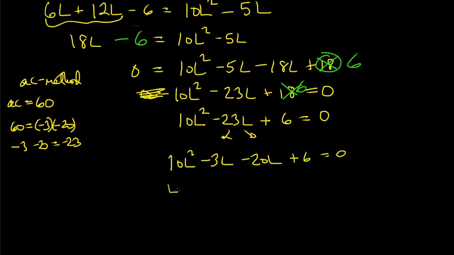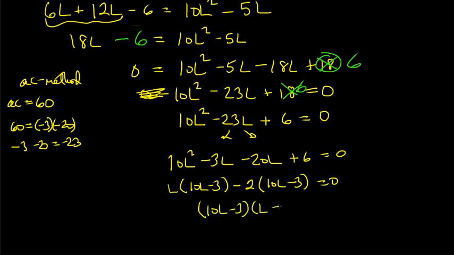And factor by grouping, so you get L times 10L minus 3, and then minus 2. Yep, I think 2 is the GCF here. So this is 10L minus 3. So when you factor the 10L minus 3, you get L minus 2 equals 0. So L is either 3/10 or 2.